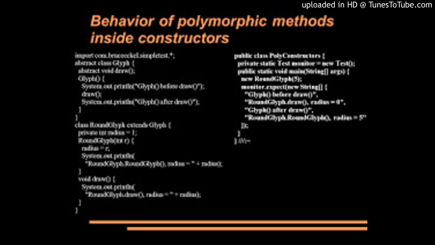Behavior of polymorphic methods inside constructors. The hierarchy of constructor calls brings up an interesting dilemma. What happens if you're inside a constructor and you call a dynamically bound method of the object being constructed?